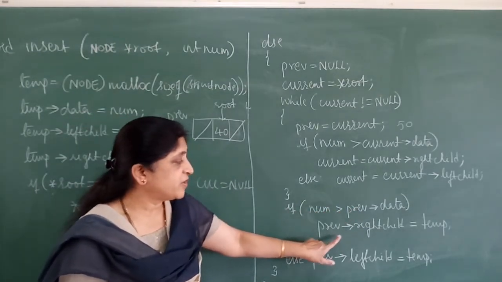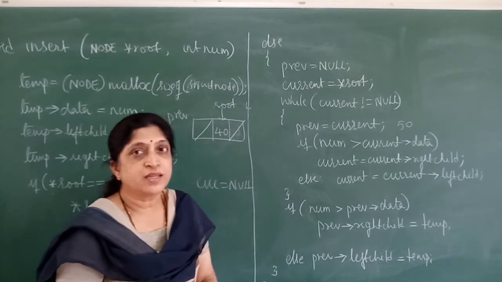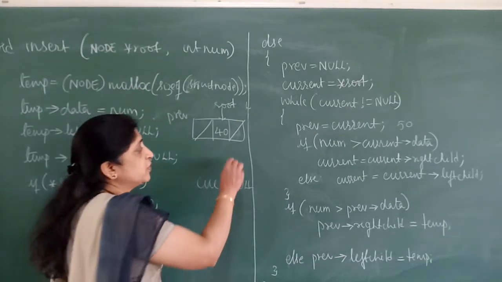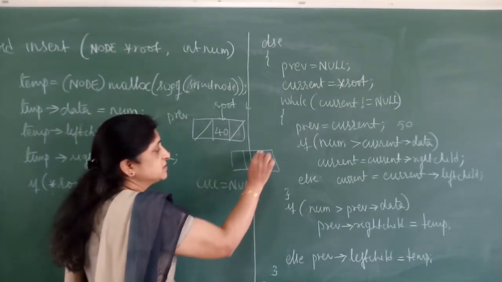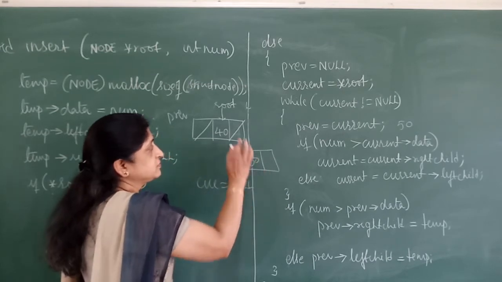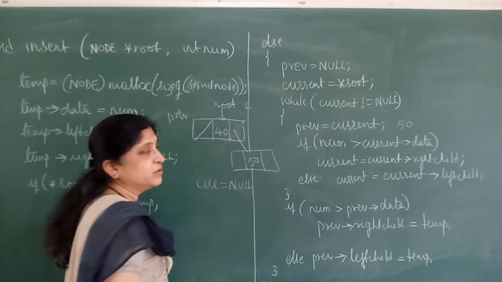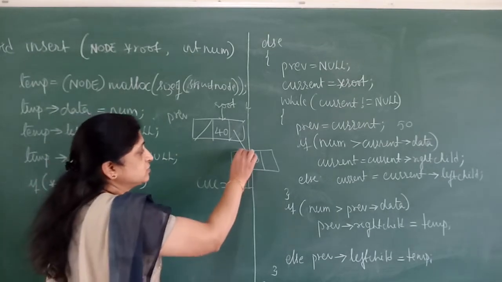then we perform previous right child equal to temp. That is, the new node we will be inserting as 50. So we insert the node here as a right child. So this will be null.